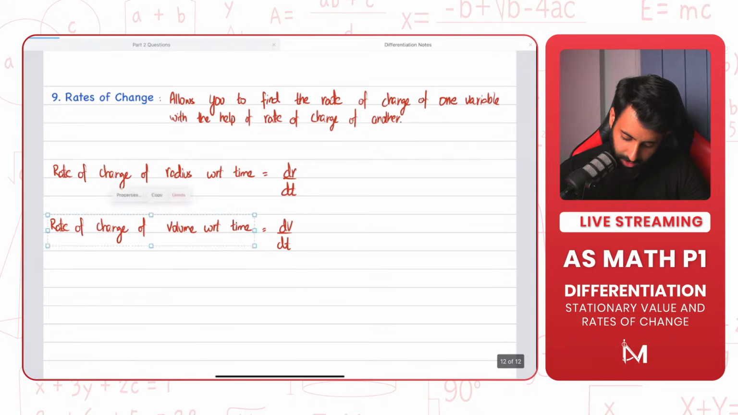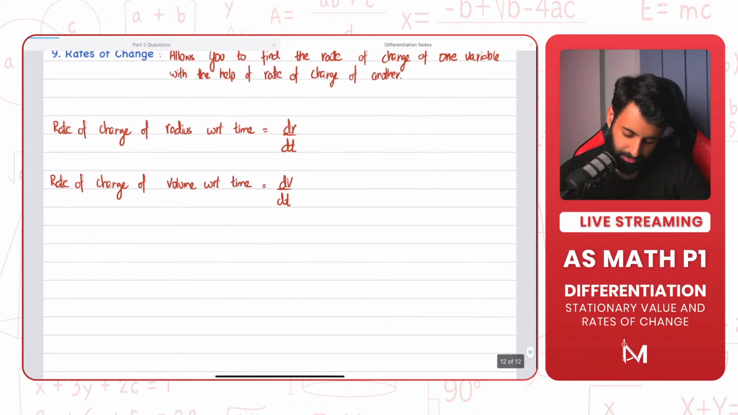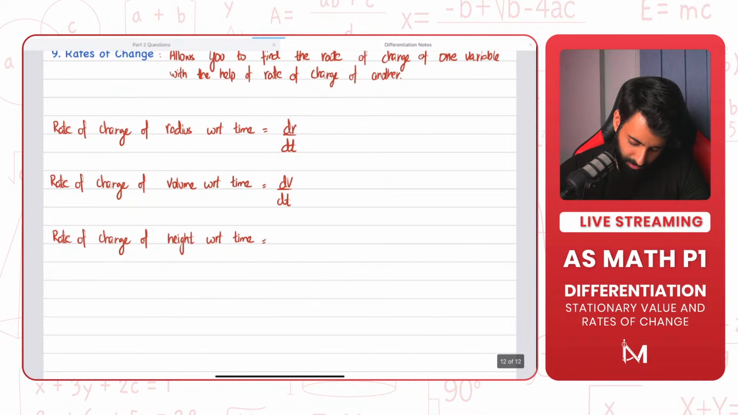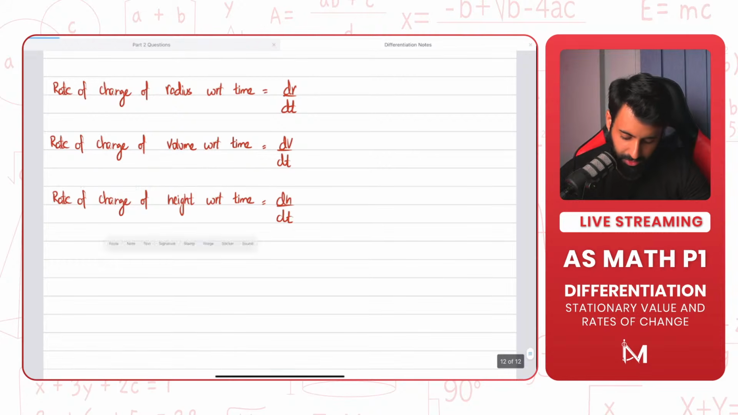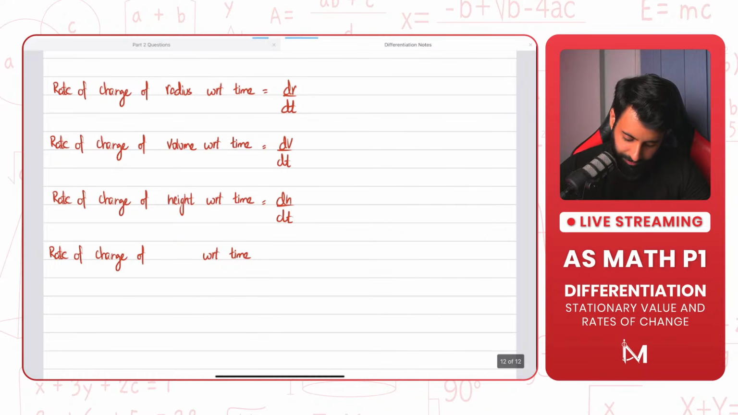If the question says rate of change of, let's say, height with respect to time, that means dh/dt. If the question says rate of change of area with respect to time, or like I said, even if it leaves it at rate of change of area, then it's going to be dA/dt.